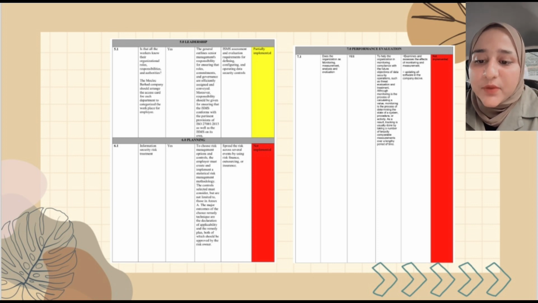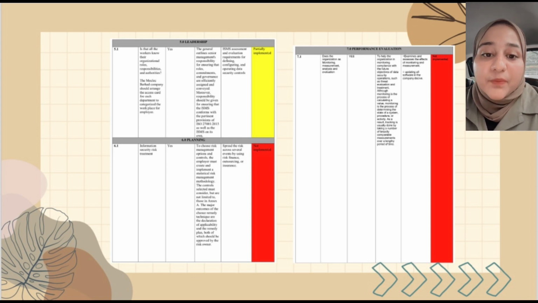Next, for planning, information security risk statement, which is yes. To choose risk management options and controls, the employer must create and implement a statistical risk management methodology. The controls selected must consider but are not limited to those in the Annex. The major outcomes of the risk treatment technique are the statement of applicability and the treatment plan, both of which should be approved by the risk owner. Spread the risk across several events by using risk finance, outsourcing or insurance, which is not implemented.